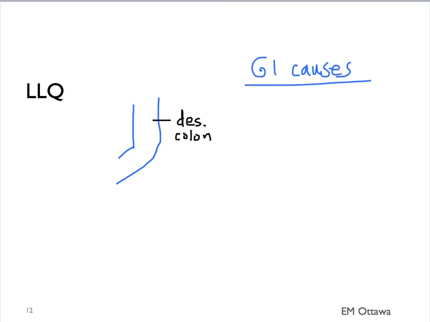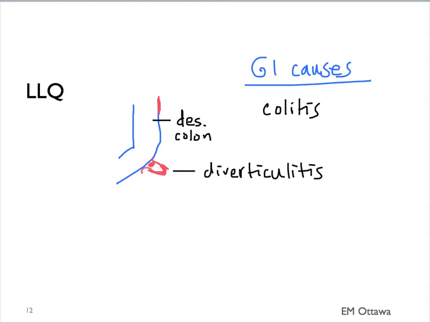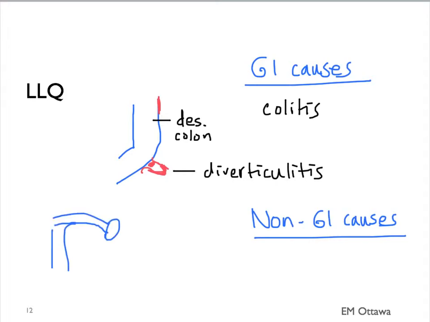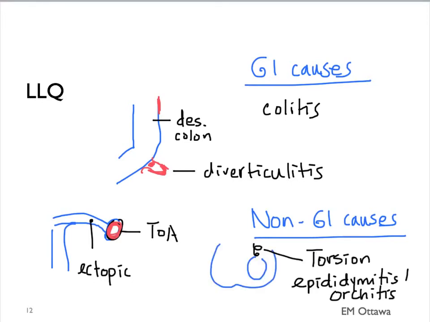Lastly, the left lower quadrant. What lives there? The descending colon. GI causes can include colitis, diverticulitis. As with the right lower quadrant, there are other conditions that can radiate to this area. In females, we need to think about gynecological conditions, such as ectopic pregnancy, tubo-ovarian abscess. In males, we need to think about torsion and infection.